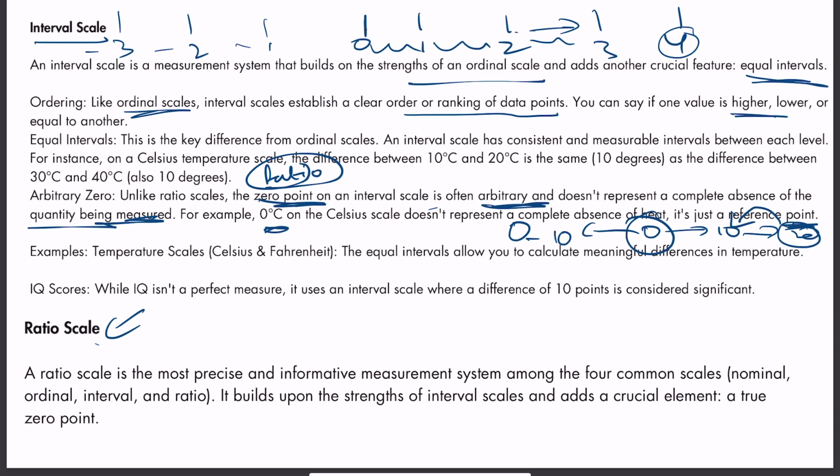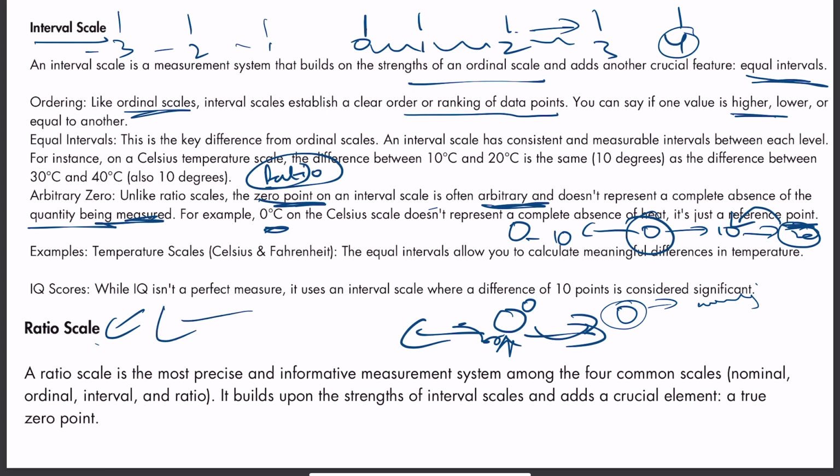Let me give you another example because I understand that it can be tricky. When you're measuring weight, you know 0 kg means 0. It's weightless, right? But 0 degree doesn't mean there's no temperature. It's just a reference point towards higher temperature and lower temperature. So this deficit is completed by the ratio scale. It is the most precise and informative measurement system among the four common scales. It builds on the strength of interval scales. It has a 0 value and adds a crucial element, a true 0 point.